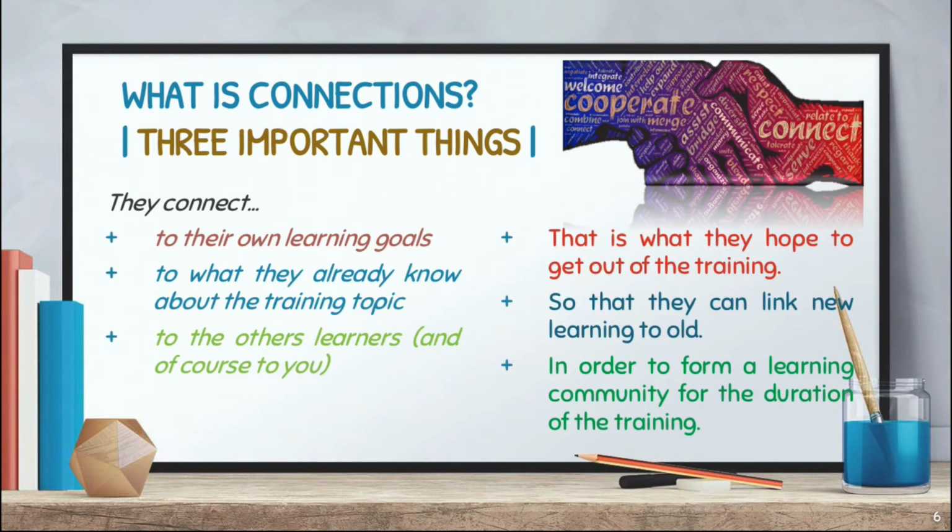When you use a connection as an opening activity, your learners do three important things. First, they connect to their own learning goals, that is, what they hope to get out of the training. Second, they connect to what they already know about the training topic so that they can link new learning to old. And third, they connect to the other learners and, of course, to you in order to form a learning community for the duration of the training.